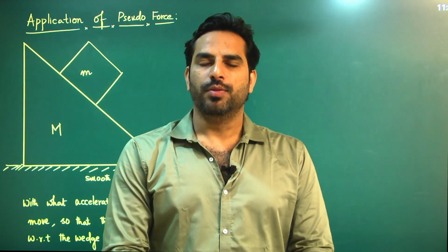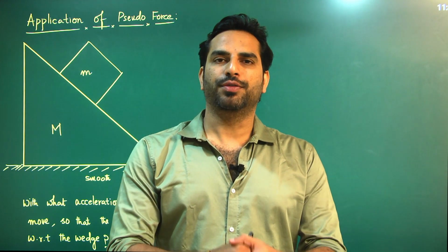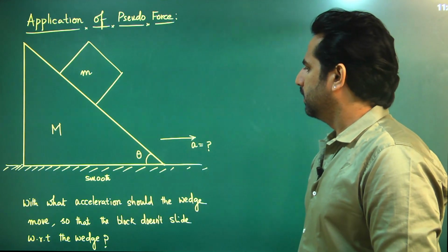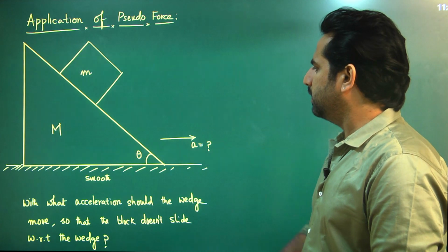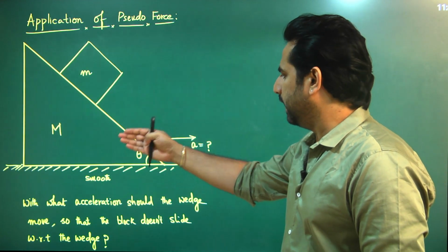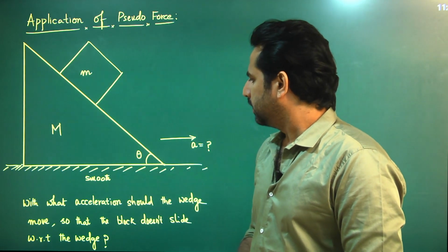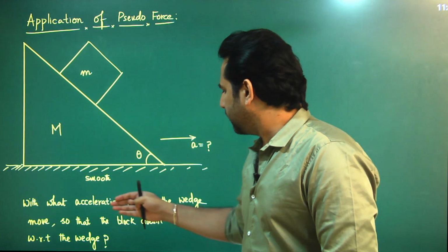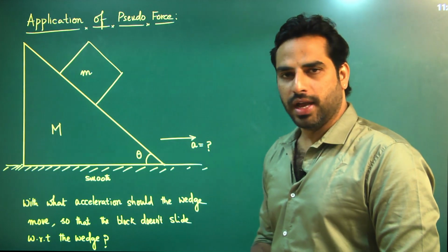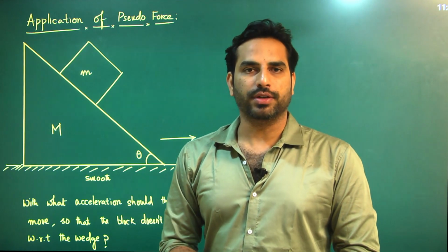In this video, we'll see how to apply pseudo force. Let us take this example. There is a movable wedge lying on a smooth horizontal floor, and a block of mass m is placed on it. The question is, with what acceleration should the wedge move so that the block does not slide with respect to the wedge?